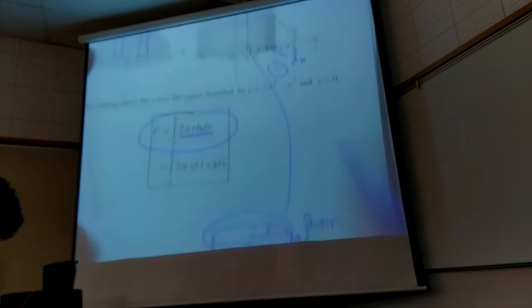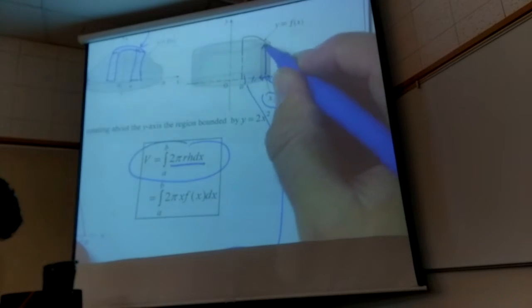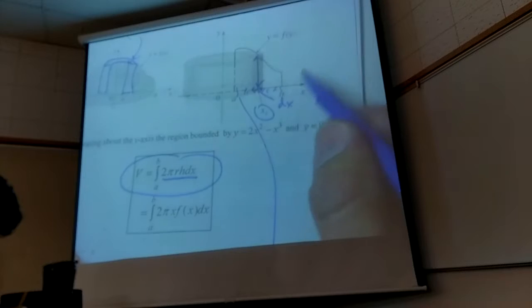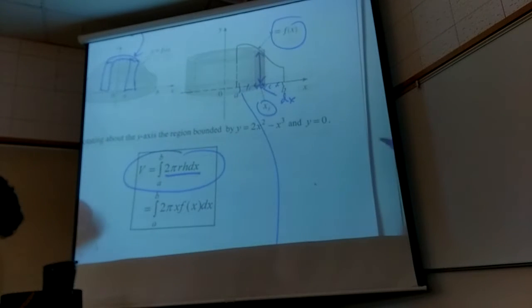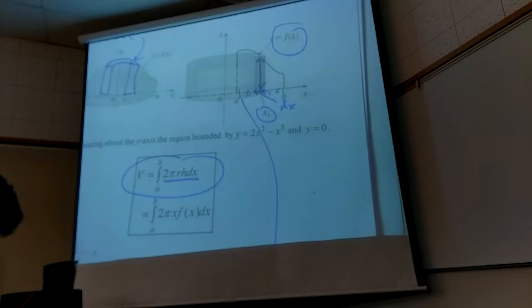So of course, what's the height going to be? The height's going to be what it almost always is. In this case, f of x, whatever that function is. It could be a function of y if I'm rotating around the x-axis. Right? So let's try this one together.